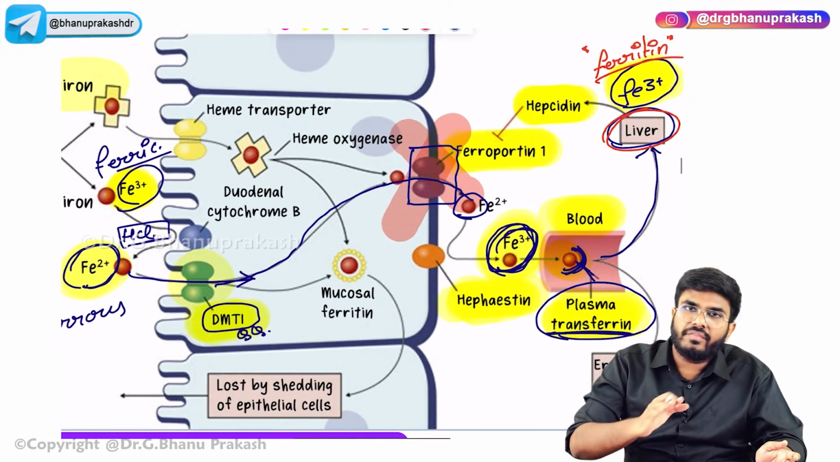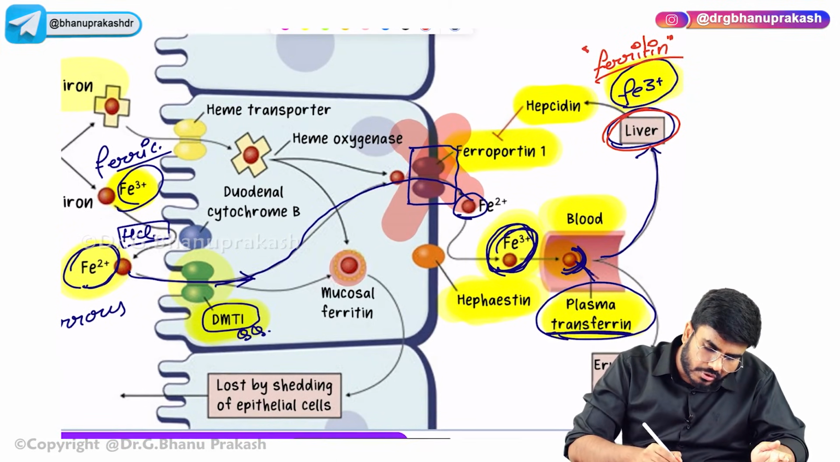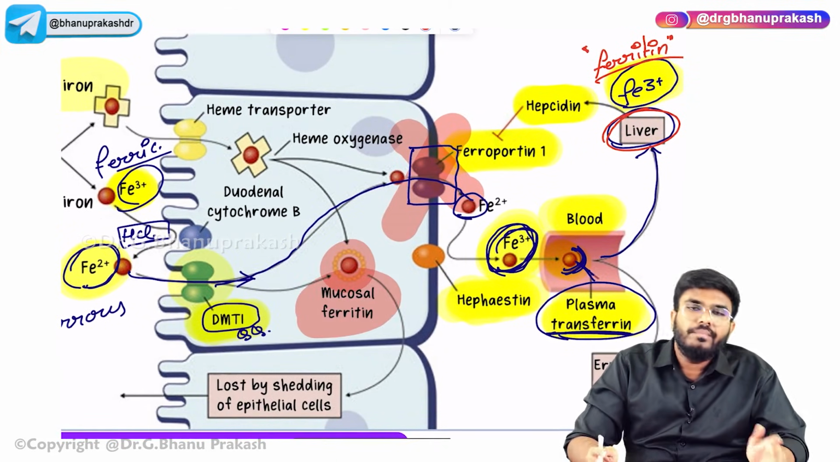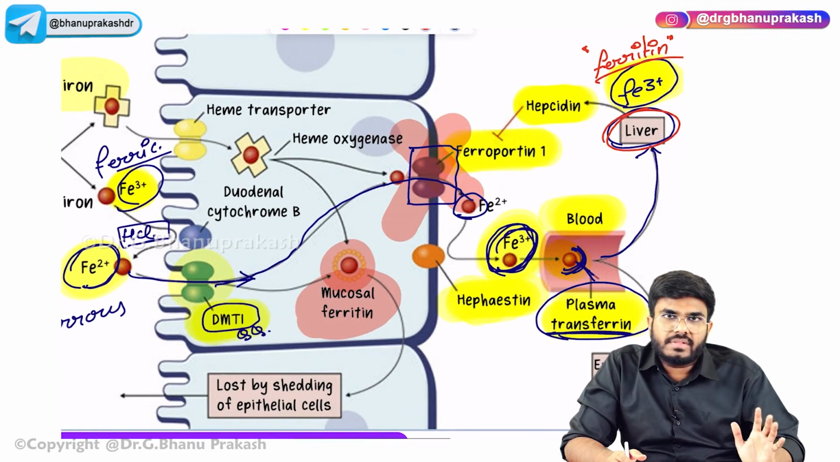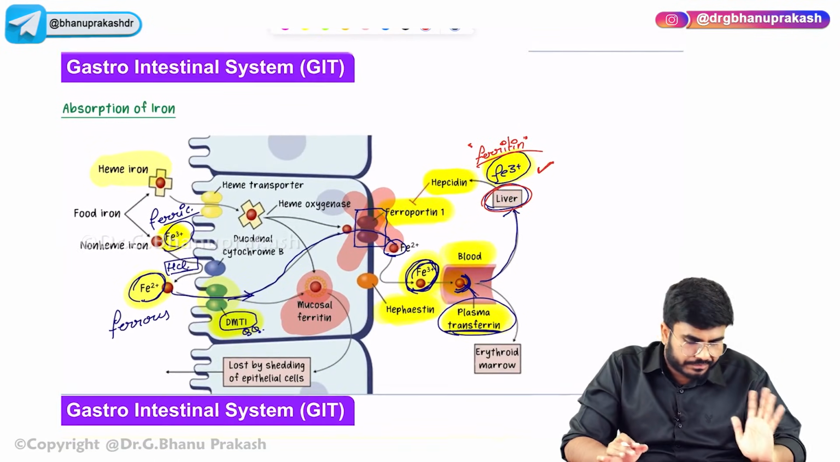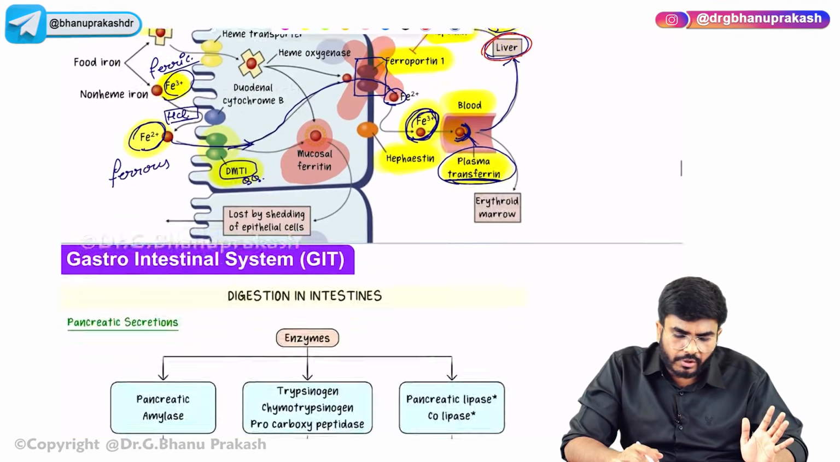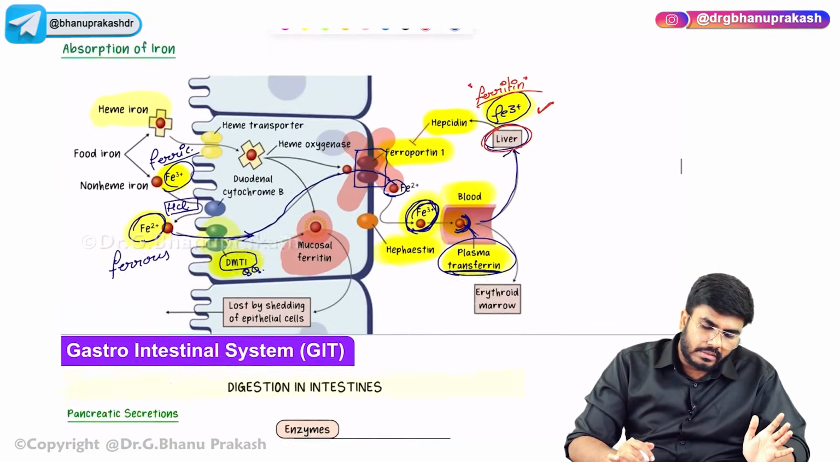Then if the iron is not coming into the blood, where is it getting stored? It can be stored in the cells, in your gastrointestinal cells. These are the points which I want you to know regarding iron.